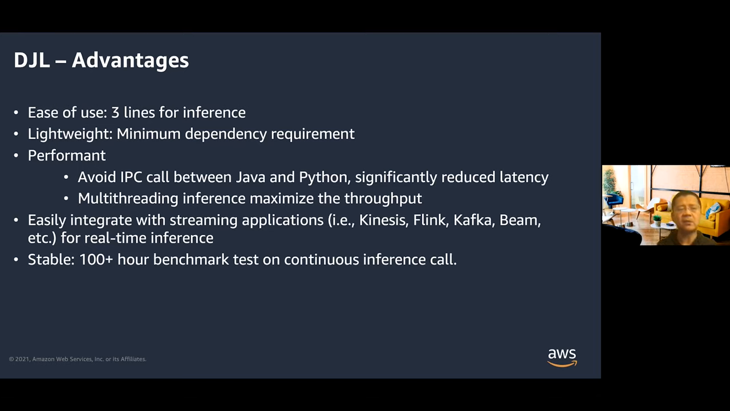DGL is super performant, because we avoid the IPC call between Java and Python, so we significantly reduce the latency of calling Python code from Java. We can use multi-threading, which maximizes throughput, and we can leverage multiple cores and CPUs, fully utilizing your hardware's computing power. And this is natural because we're in Java. It's very easy to integrate with Kinesis, Flink, Kafka, and those streaming applications. And I already talked about stability. We're constantly running our benchmarks and testing.